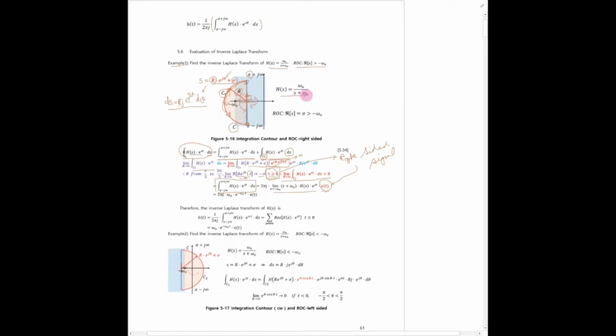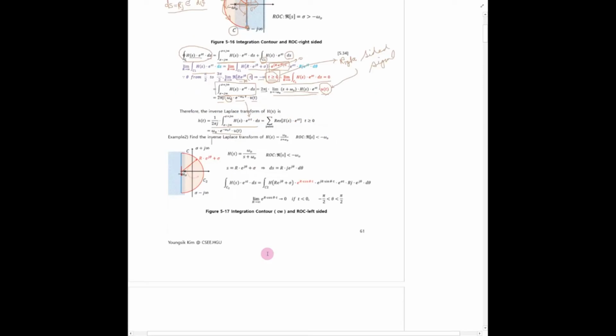H(s) is singular at minus omega 0. To find the residue value at that point, we calculate this. As s approaches minus omega 0, s plus omega 0 times H(s) gives omega 0. And as s approaches minus omega 0, e to the st becomes e to the minus omega 0 t. 2 pi j is added here, and the unit step is given here. Then we can find the inverse Laplace transform. By replacing this integration with this residue value, we can find the result, given like that.